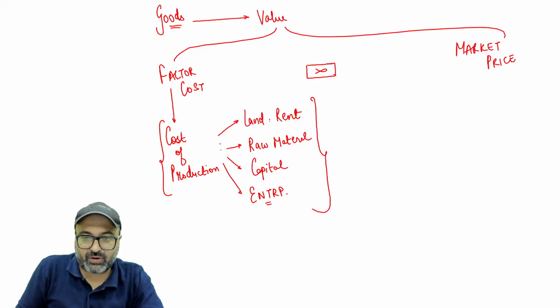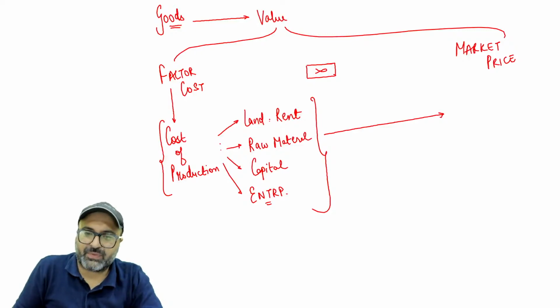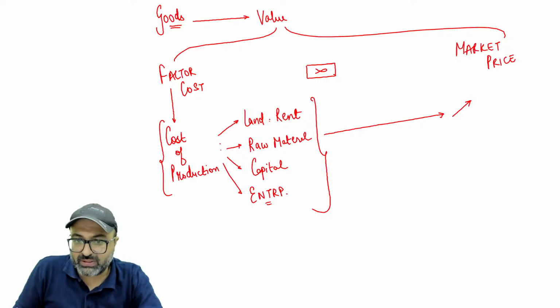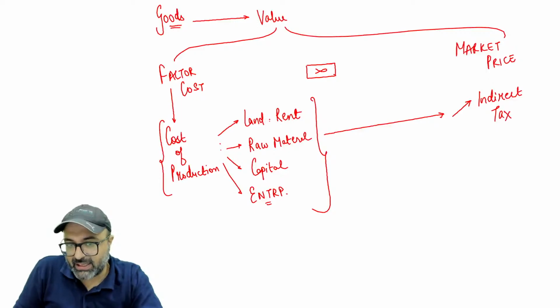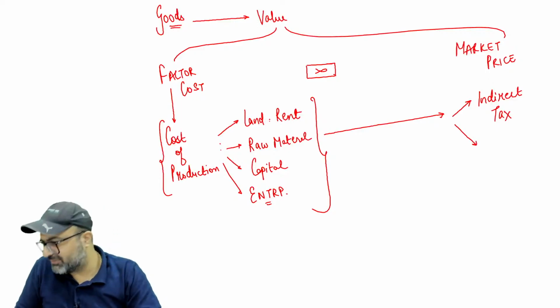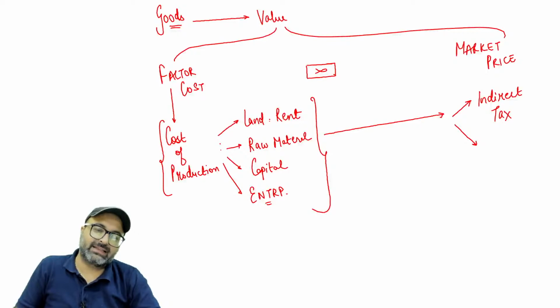Now the same product will be sold at the time of sale. There are two new factors which will be included. The first factor is indirect tax, which is charged by the government. And the second factor in this case is your subsidy.